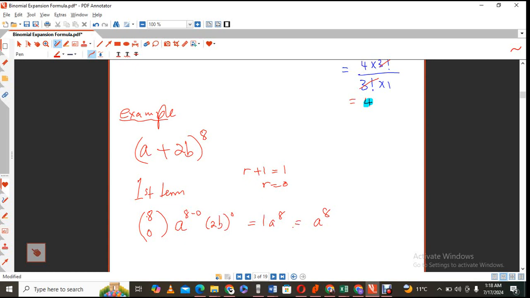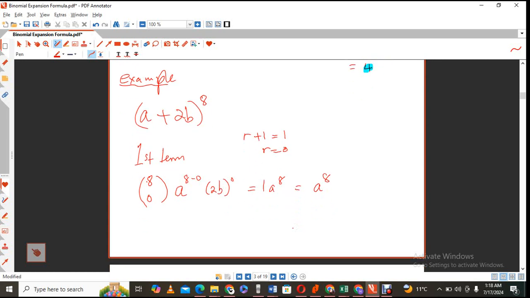What is our second term? Our second term would be 8 choose 1. And again, my A value, according to that formula, (A plus B) raised to the power of n, this whole thing here represents A, and this whole 2B here represents this B. So just substitute in. So A, and then I have got my 2B in brackets, and this one is always 1 less than that.